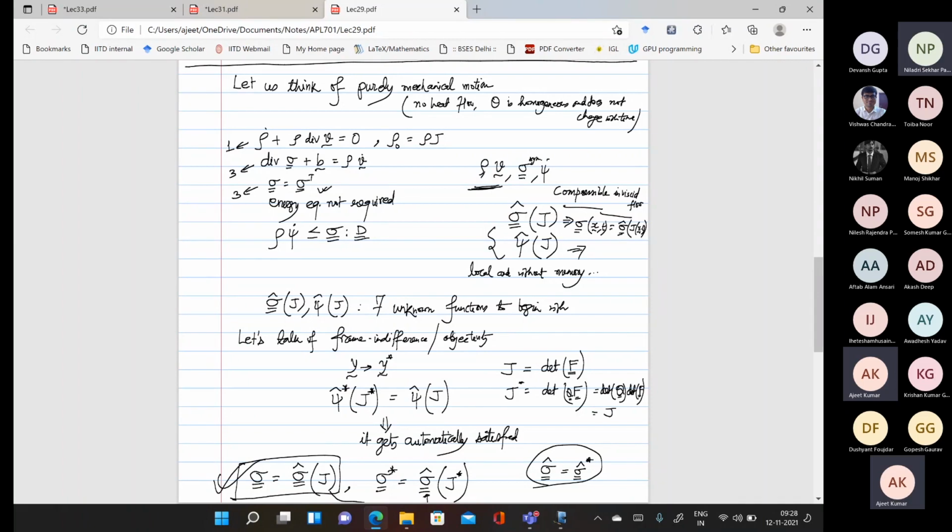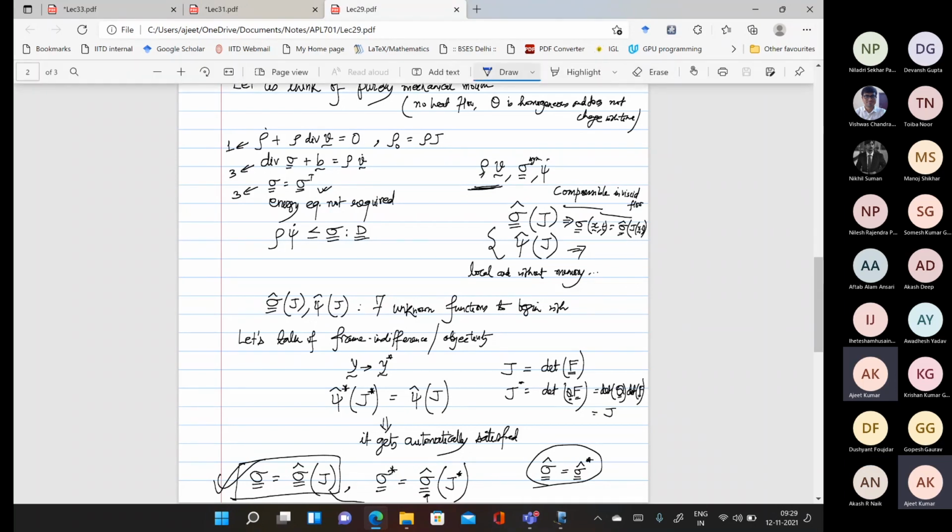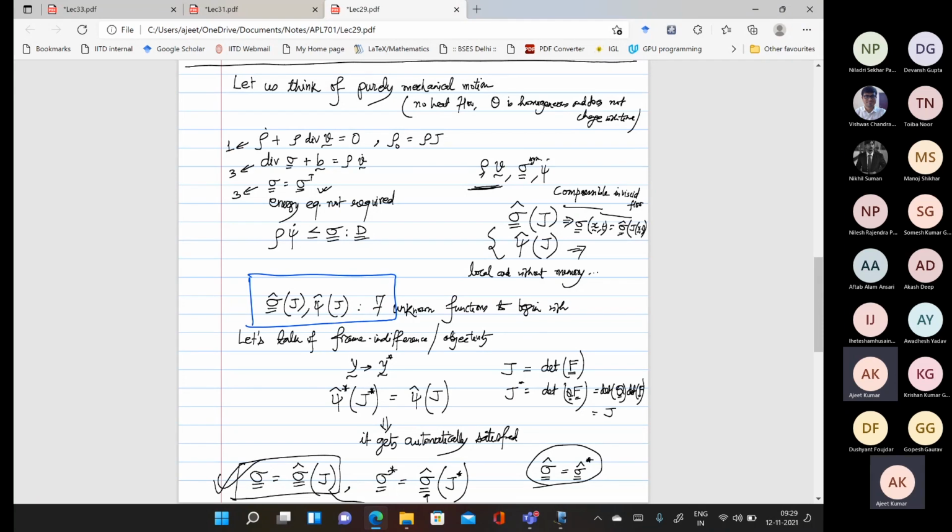Let me tell you. We said that sigma and psi are the things for which we want constitutive equations. But saying that they only depend on J, we had no logic to say why. We just said, okay, let us assume it just depends on J. And it turns out, like I was saying earlier, that for compressible inviscid fluid, indeed, sigma only depends on J.